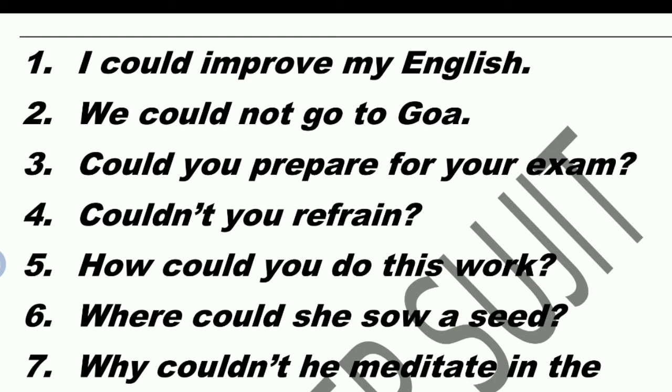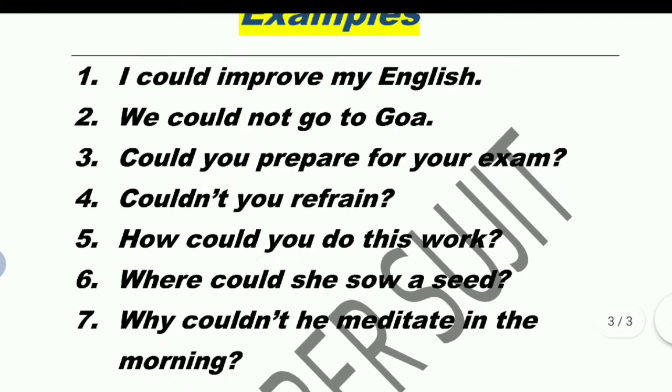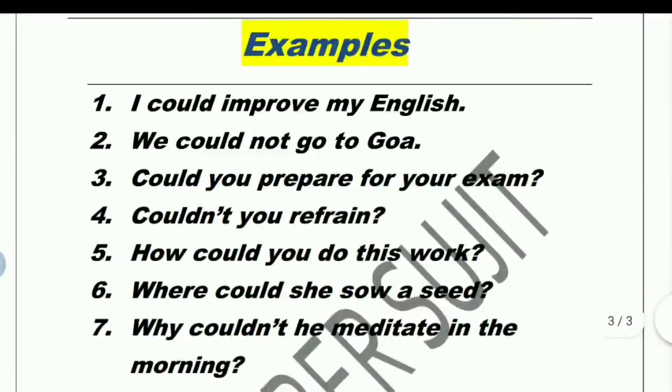Next, a double interrogative in a negative situation. Why couldn't he meditate in the morning? This is the double interrogative situation. In a negative situation you can use couldn't. You can see here these examples are very important. You can take a screenshot and you can make so many sentences about the could modal. I will discuss the should modal in the next lesson, in the next video.